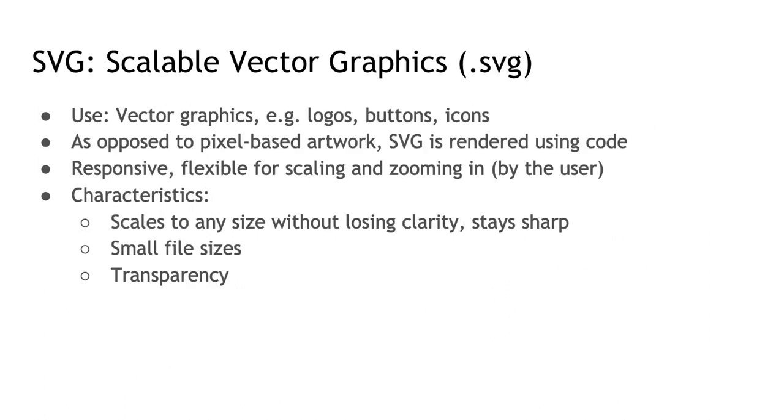For SVG, it's scalable, so it's vector, as opposed to pixel-based file types such as JPEG and PNG, so it's flexible for scaling and zooming. Basically it uses code to render the image, just like your Illustrator files, and it allows for transparency. You'll find with your social media files that Facebook and Instagram and whatnot don't allow SVG, so this is more information for designing for web.